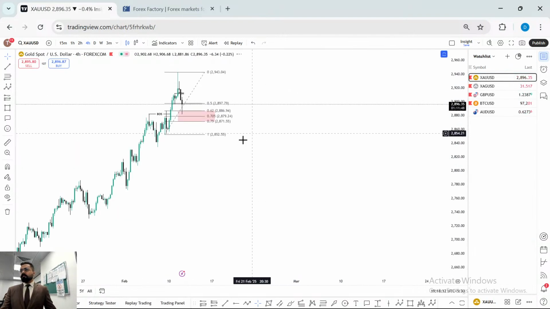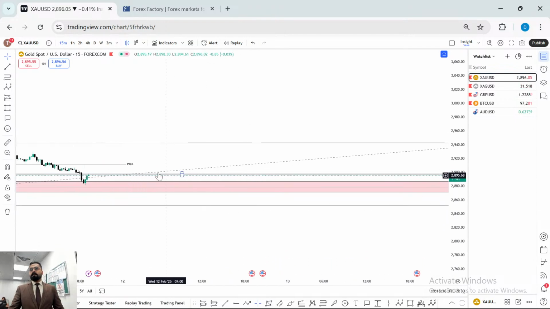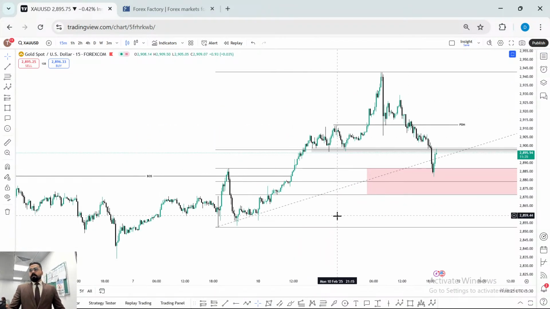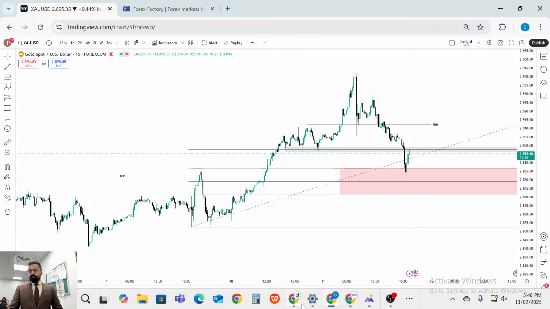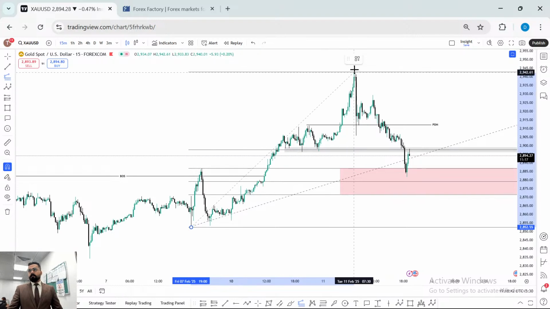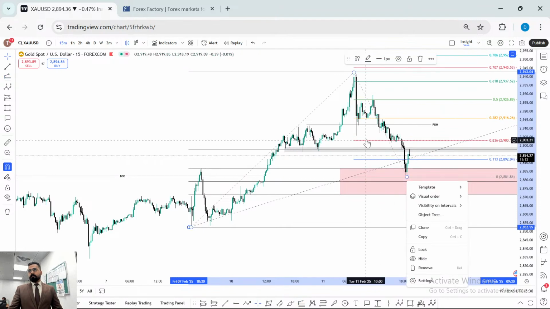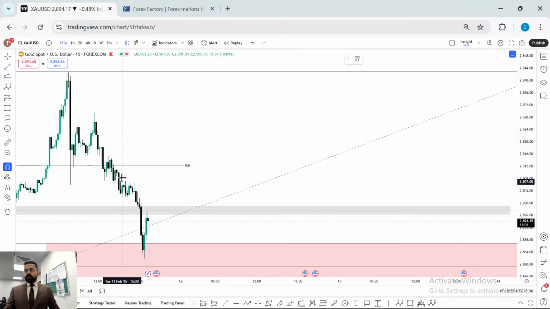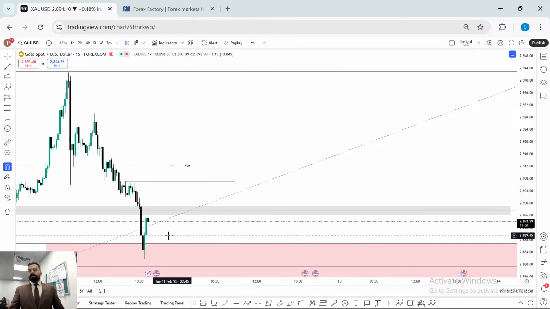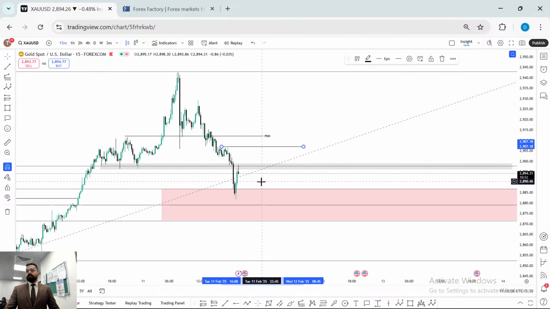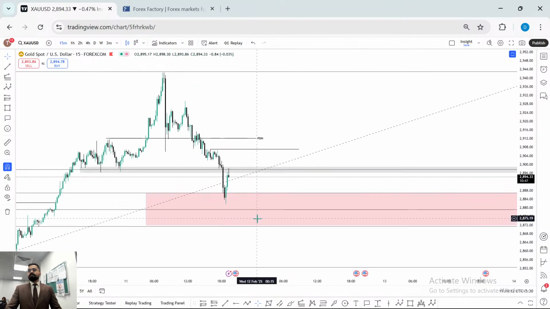If I show the gold. So in the gold, for example, as a personal thing, what I'm going to do is wait for this high to break first. The gold needs to break this high first. If the gold is breaking this high, then we can look for the proper trade with the proper stop loss and TP. Right now, there is a chance that it can come down. So we have to be specific about this trade.